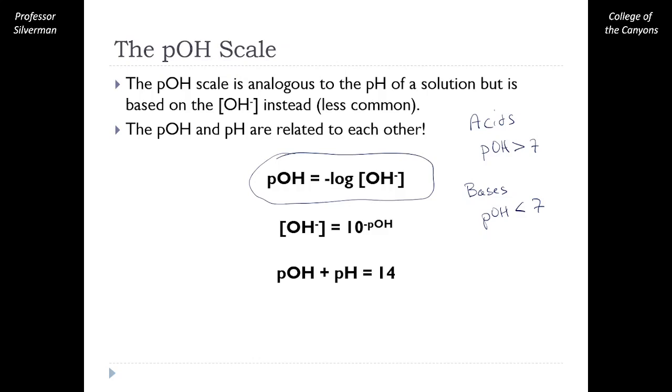This is our definition for the pOH. Take the negative log of your concentration of hydroxide. If you're trying to do the opposite, you can calculate the amount of hydroxide based on the value of the pOH. One last relationship here, our pOH and pH are related to each other. As it turns out, they need to add up to a total of 14.